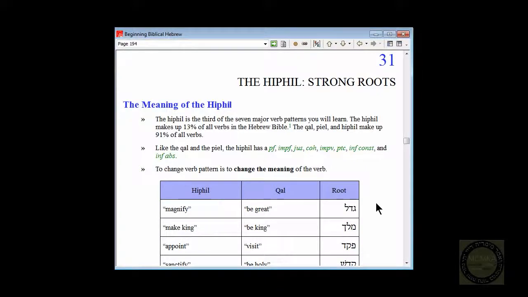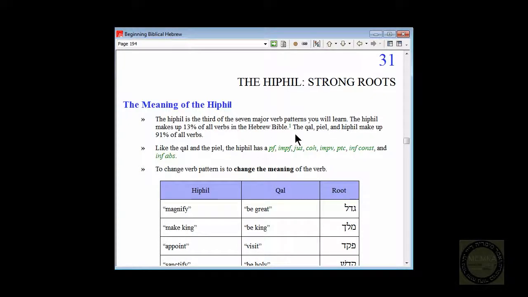This is the overview for Futato chapter 31. This chapter, as you can read here, is about the hifil in strong verbs. Now, the hifil is another stem, another verb pattern. As Futato notes here, the hifil is the third of 7 major verb patterns you'll learn. It accounts for 13% of all the verbs in the Hebrew Bible.